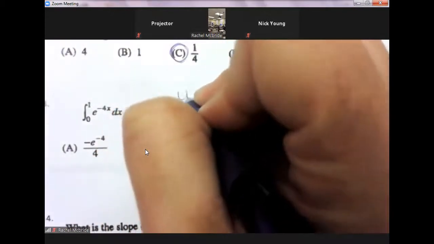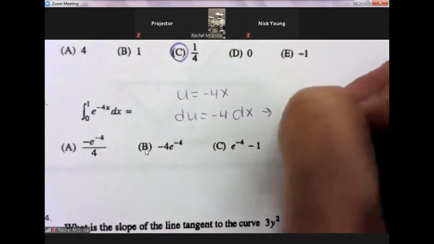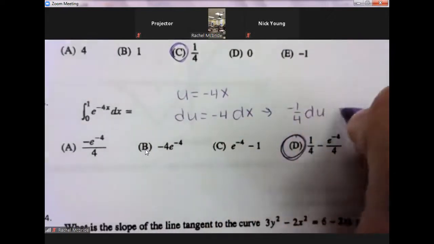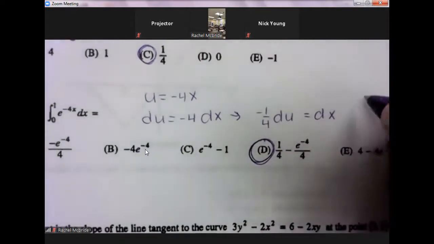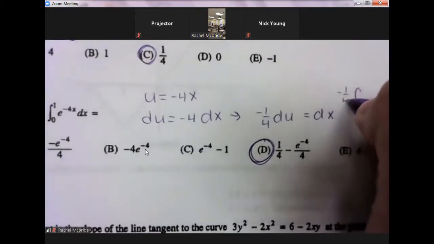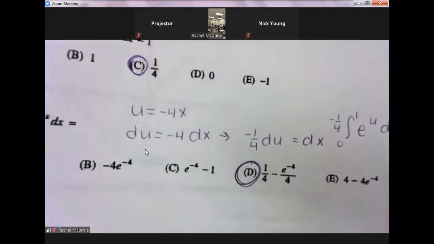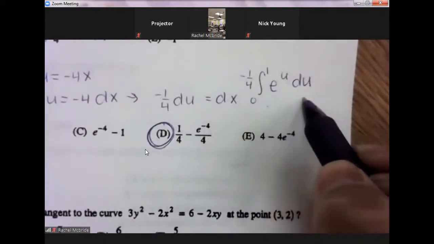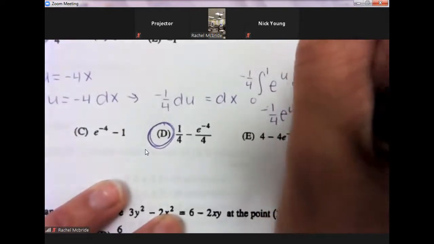I would treat it like a u sub. So I would say u equals -4x. So my du equals -4 dx, which means I need to make it 1/4 du equals dx. So I would change that so it was -1/4, 0 to 1, e to the u du. And then we know that the antiderivative of e to the u is e to the u. So it would be -1/4 e to the u from 1 to 0.